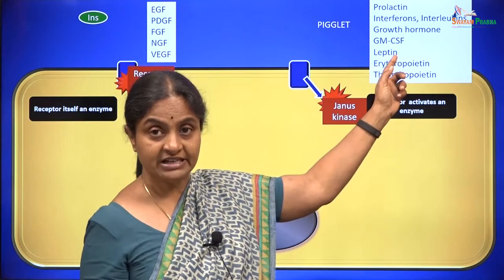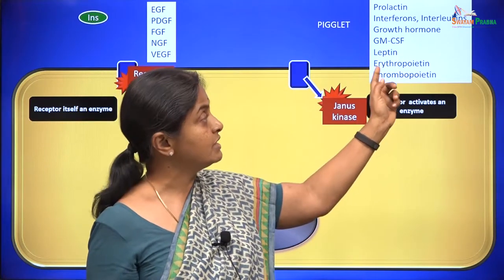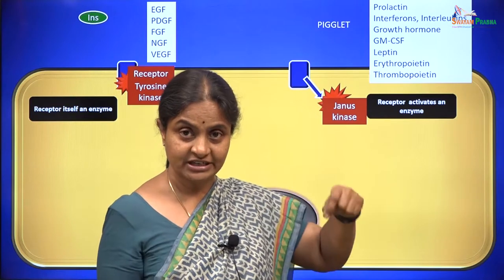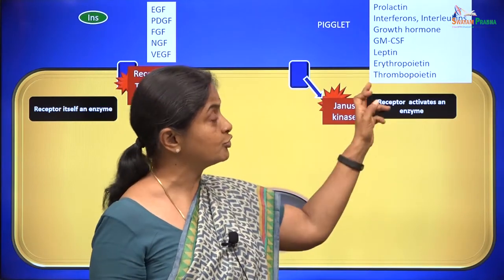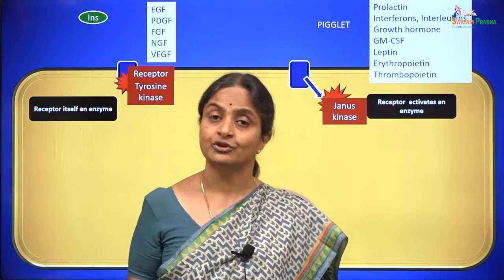Leptin is a hormone secreted by the adipose tissue. Erythropoietin, you know, is a hormone secreted by the kidney and which can increase formation of red blood cells. Thrombopoietin increases the formation of thrombocytes.